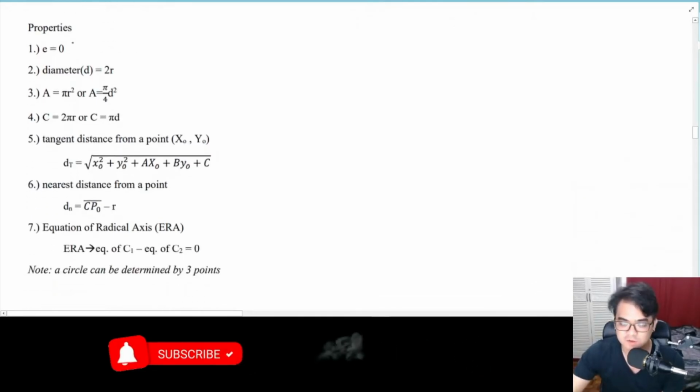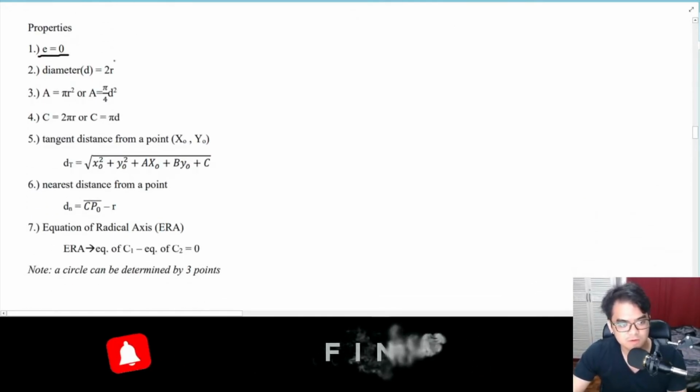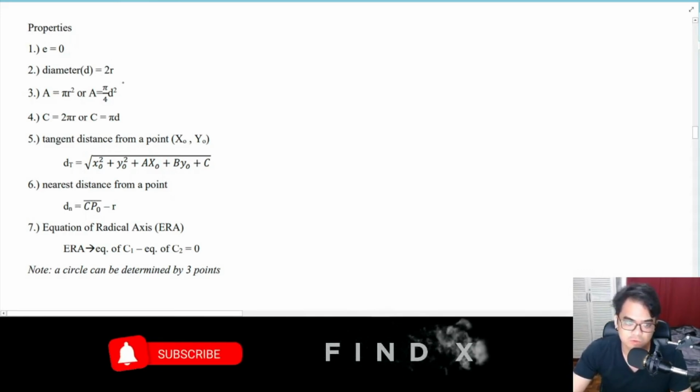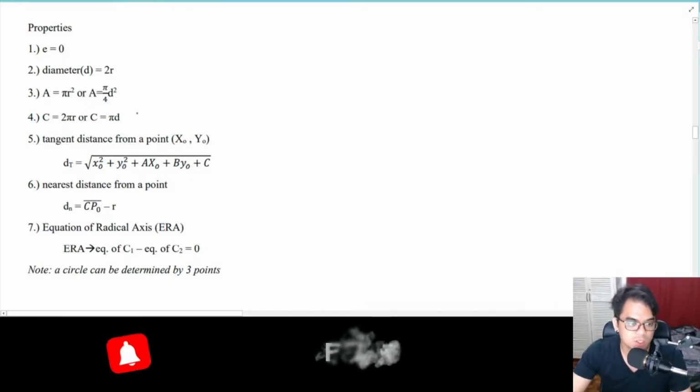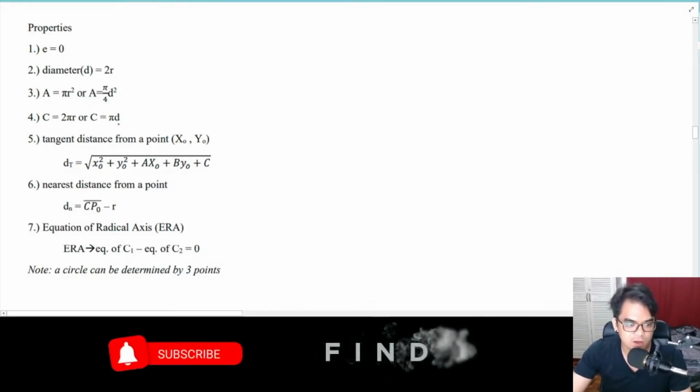Properties: the eccentricity of a circle is equal to 0. The diameter, of course, is equal to 2r, or 2 times the radius. The area is pi r squared, or pi over 4 d squared. And the circumference is 2 pi r, or pi d.